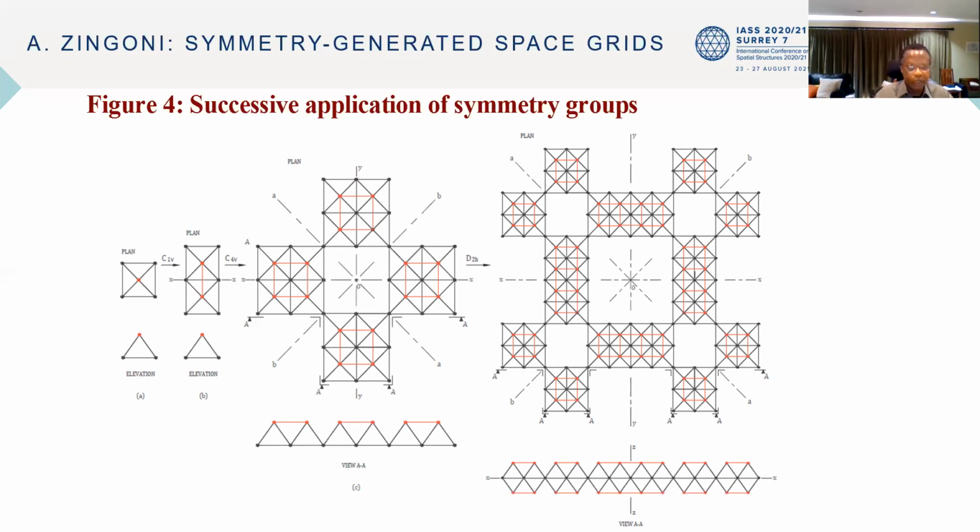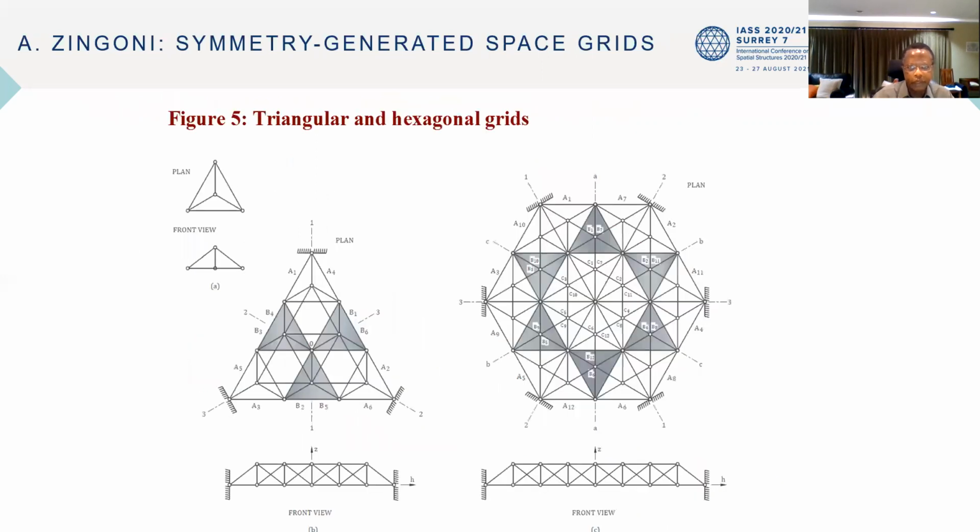Starting from a single pyramid, a complex space grid of higher order symmetry is created through the successive application of symmetry groups C1V, C4V, and D2H. Triangular and hexagonal grids may also be generated in a similar fashion. Starting with a tetrahedral truss as the basic unit, we may use symmetry groups C3V with 3 rotations and 3 reflections, and C6V with 6 rotations and 6 reflections to create the following grids.